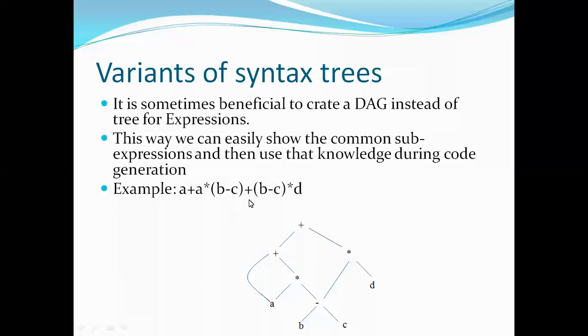Now I constructed the left hand side of the plus, and now I am constructing the right hand side of the plus. What does it mean? This b minus c was already constructed. So I directly take it, and I represent star and d like this. That means this is the root node, this is the left hand side part, and this is the right hand side part. A is having a loop, and b minus c is also having a loop. That's why we are calling this a DAG representation.